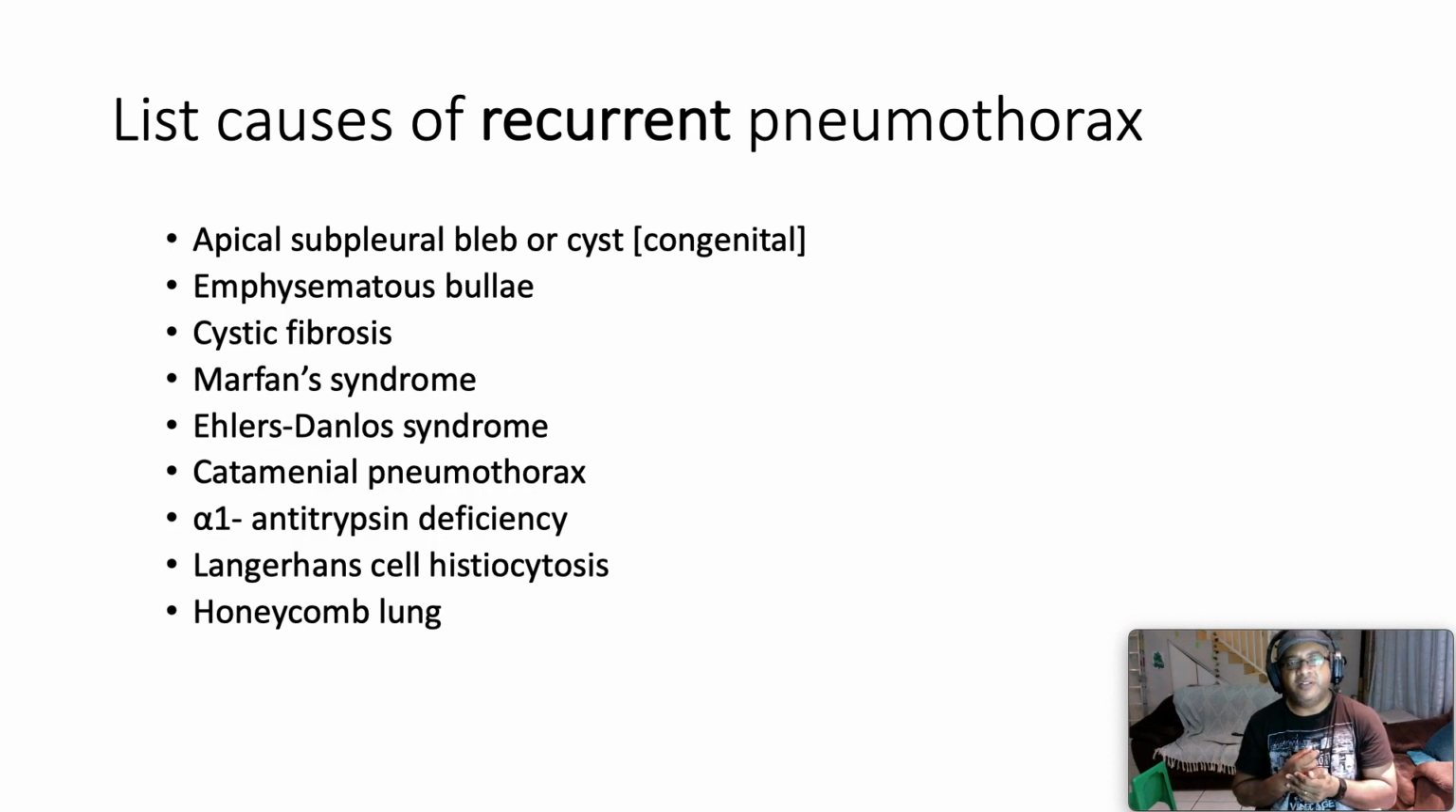So if you've got an apical subpleural bleb or a cyst, which is a congenital etiology, emphysematous bullae, cystic fibrosis, Marfan syndrome, Ehlers-Danlos, a lot of the connective tissue issues here. Catamenial pneumothorax we'll talk about just now. Alpha-1 antitrypsin deficiency, Langerhans cell histiocytosis, honeycomb lung.